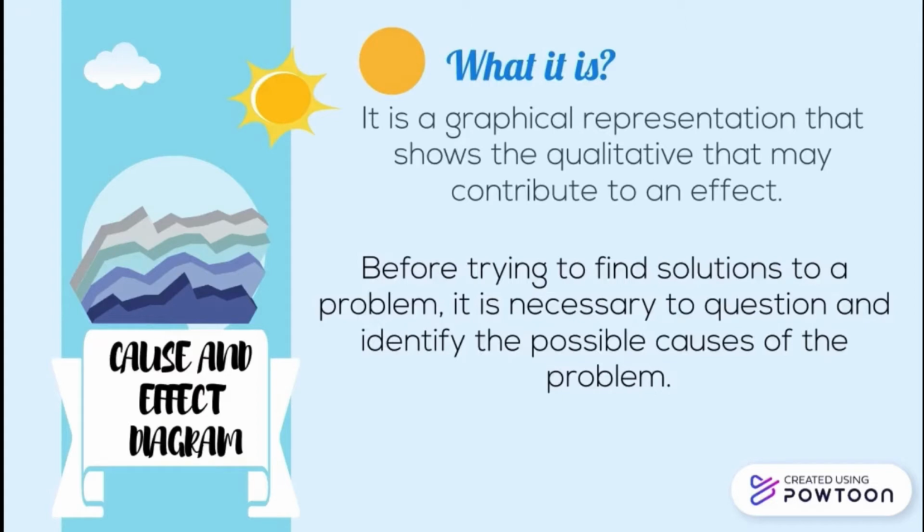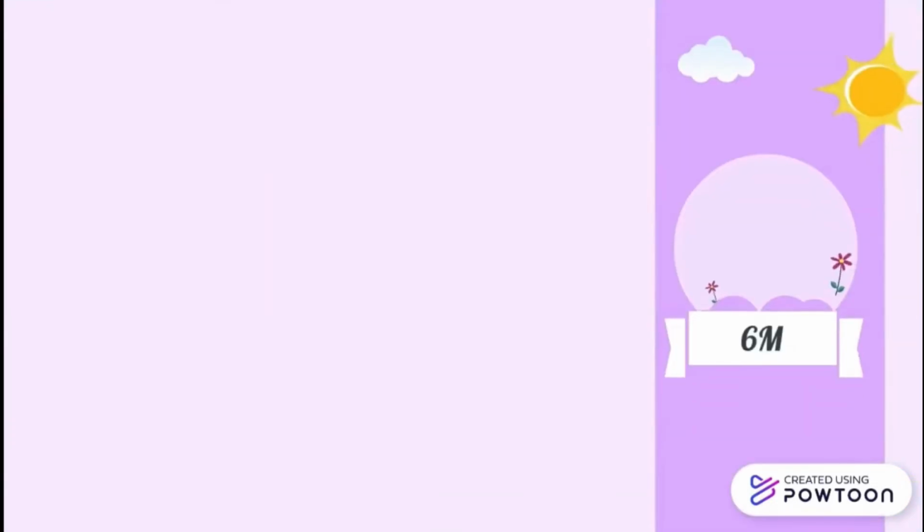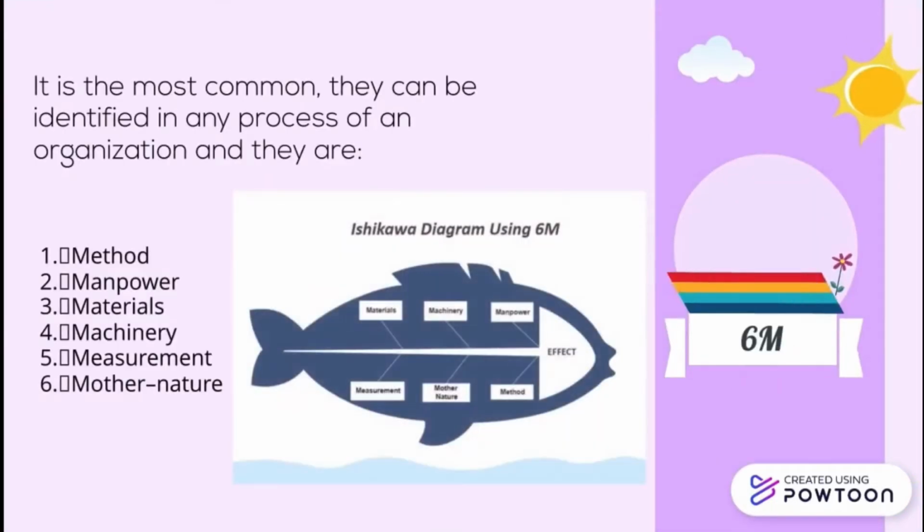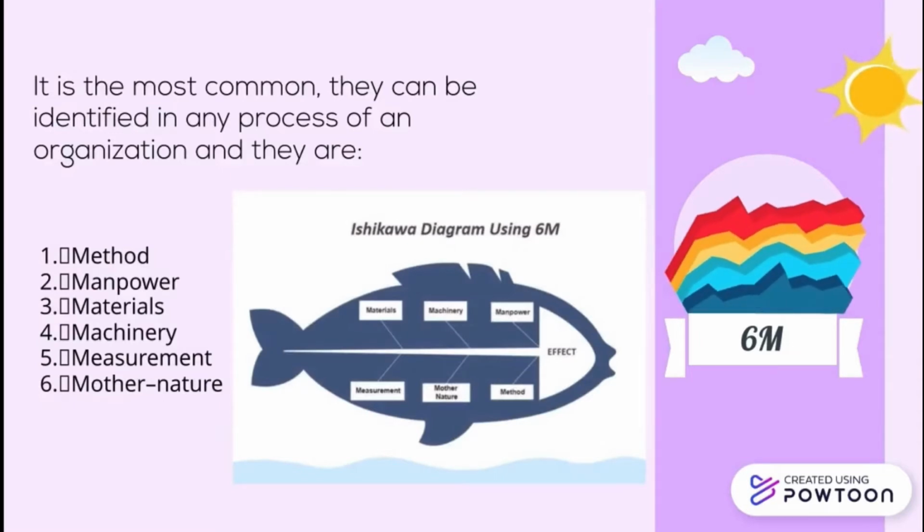The first is 6M. It is the most common. They can be identified in any process of an organization, and they are: number 1, method; number 2, manpower; number 3, materials; number 4, machinery; number 5, measurement; and number 6, mother nature.